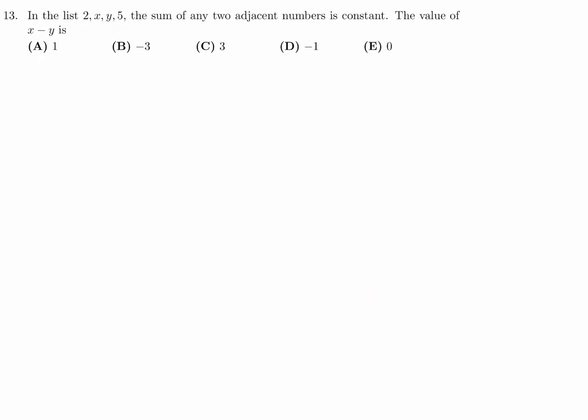In the list 2, x, y, 5, the sum of any two adjacent numbers is constant. The value of x minus y is? 2, x, y, and 5. So the sum of any two adjacent numbers, whether it's that plus that, that plus that, or that plus that, is the same. So that basically means that 2 plus x is the same as x plus y is the same as y plus 5.